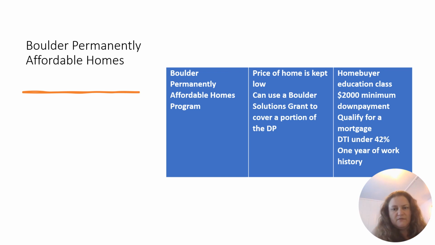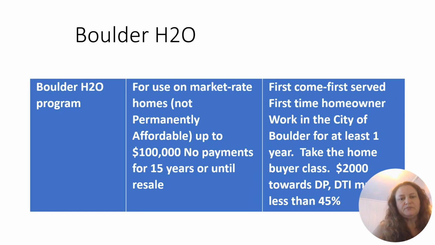Boulder has permanently affordable homes. Again, there are different requirements. You must have a $2,000 down payment, even though they're going to give you some other down payment, and the debt to income has to be under 42% with 1 year of work history.